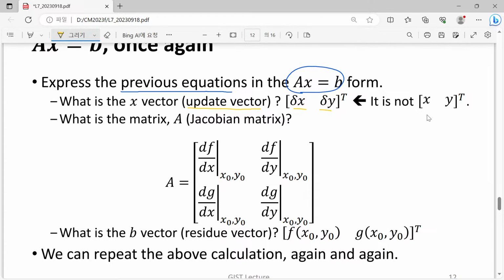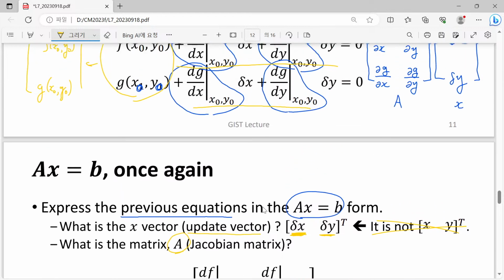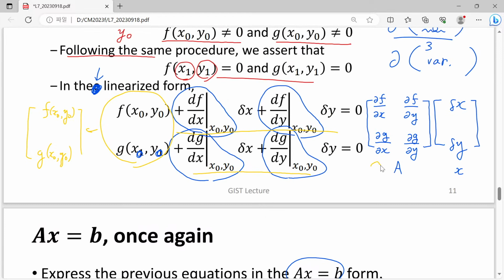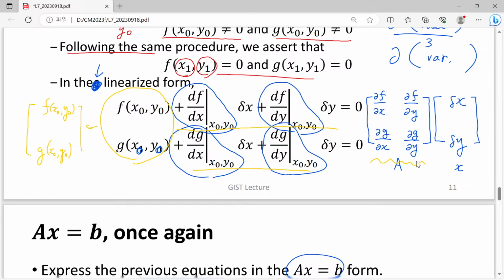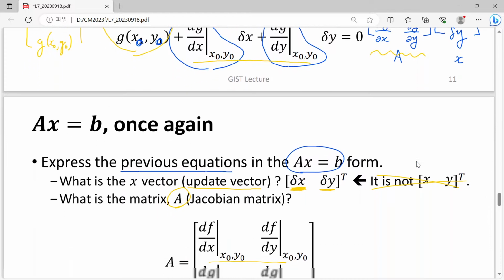Please note that previously we considered just concentration C as entries of our solution vector, but now it's not x, y. We just calculate the update for our solution variable, and the A matrix can have this form as I showed here, and the remaining thing is the function evaluation.